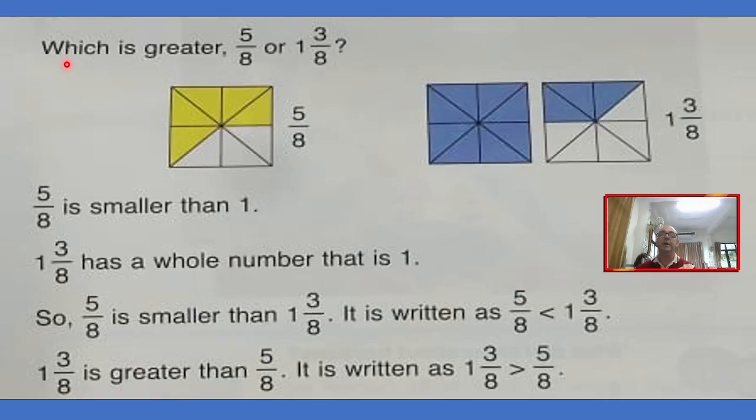Okay, so which is greater, 5 over 8 or 1 and 3 over 8? But if you remember last year, this is a mixed fraction because we have a whole number and the fraction.